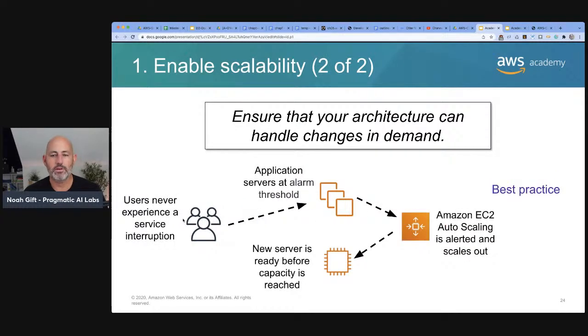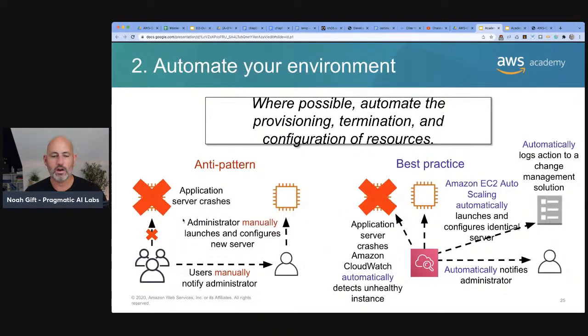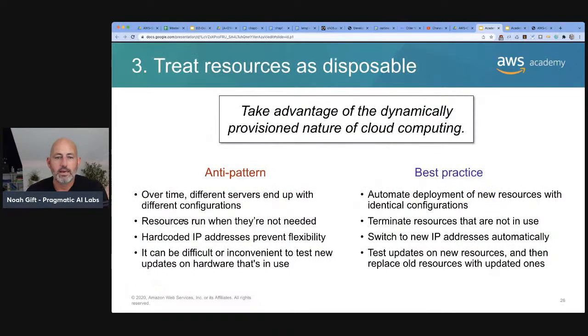Now, in terms of scalability, the ideal scenario would be you'd use something like Amazon EC2 Auto Scaling and it automatically scales out. Also, with automating your environment, if something crashes, you don't have the admin person come in, click a bunch of buttons, and then deploy a server. It should automatically scale up, and that's one of the best practices.